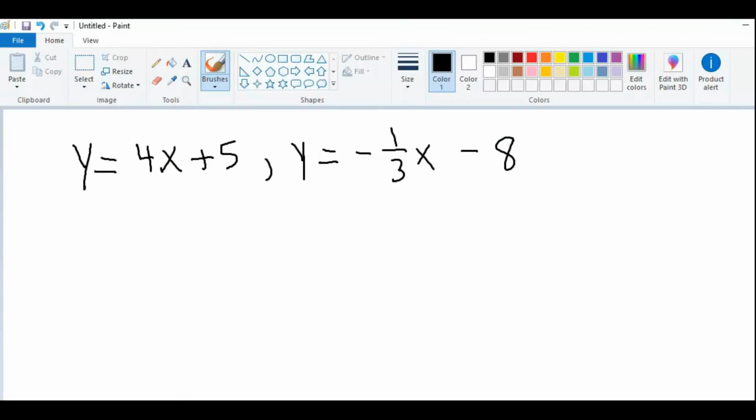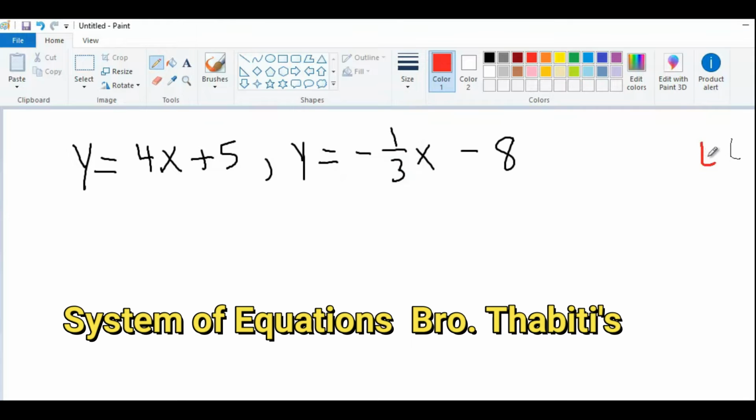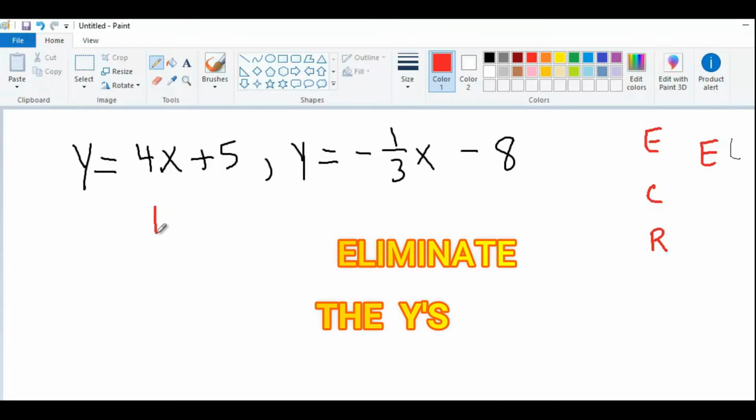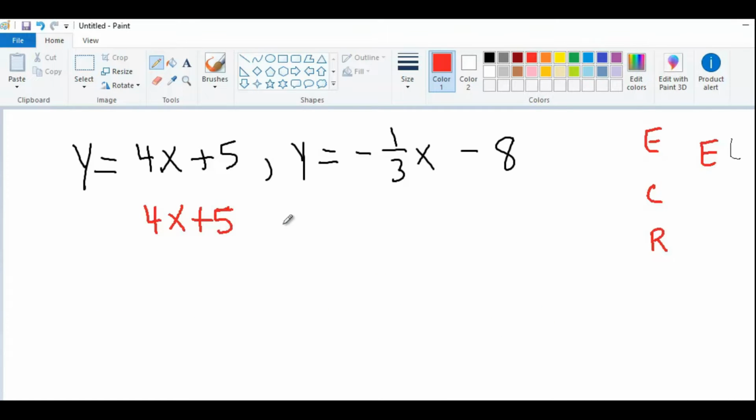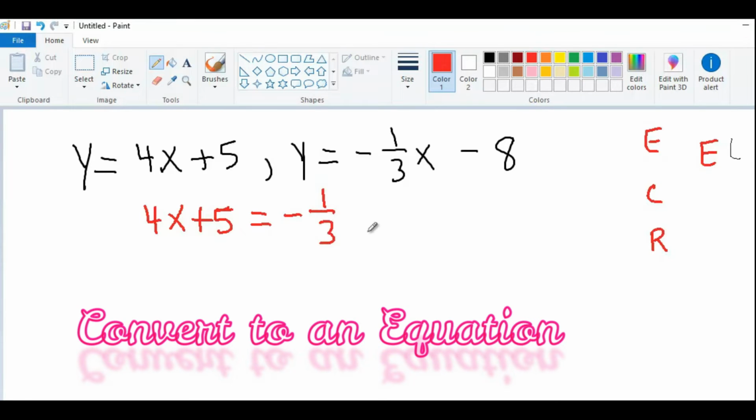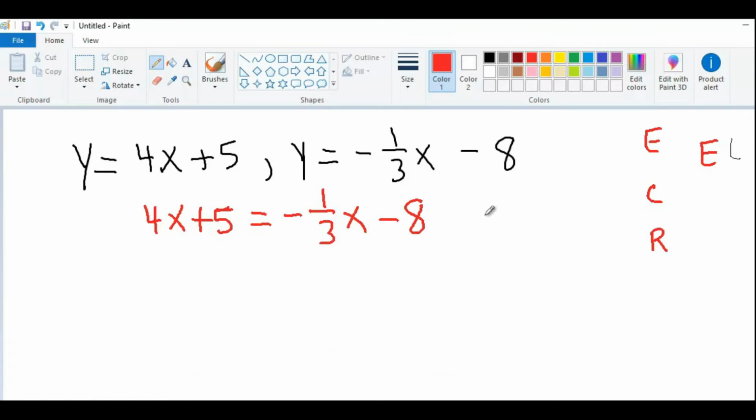Okay, this challenge right here, the first thing we want to do is exactly what we did before. We said that everybody can read, so we'll go ahead and go with that once again. Everyone can read. The first thing we're going to do is eliminate the y's, and write it as an equation with variables on both sides. We have 4x plus 5 equals negative 1/3 x minus 8.